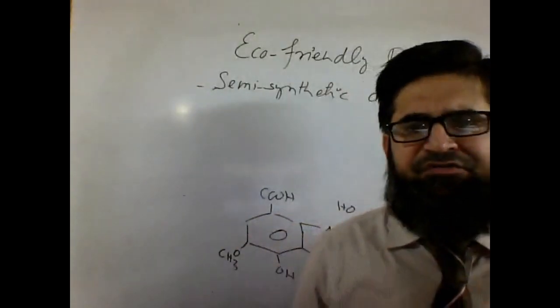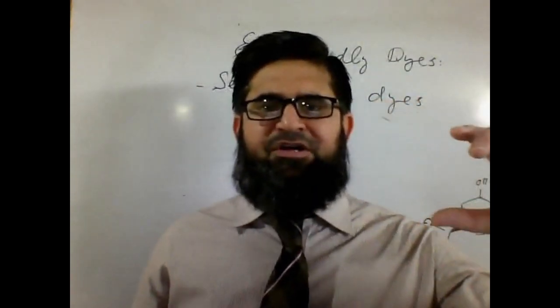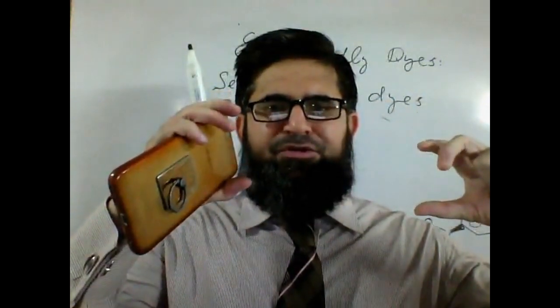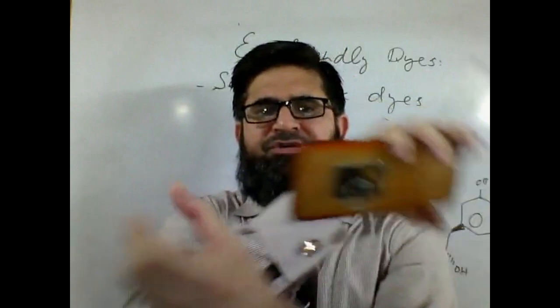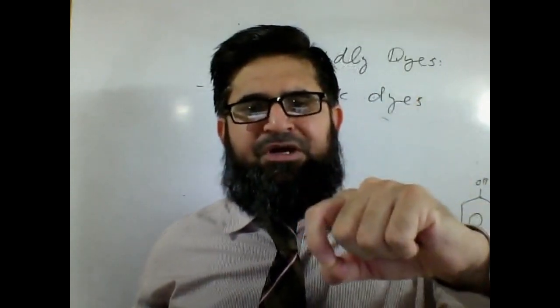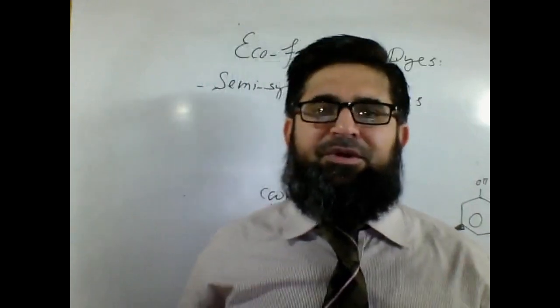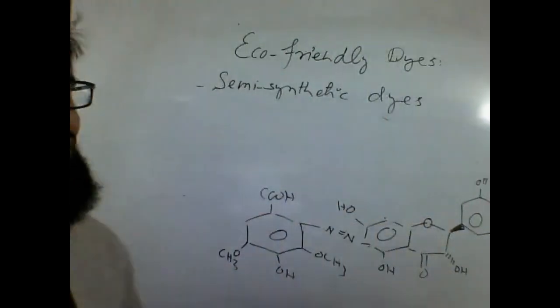But what is the difference? The difference is that this was the coupler and this was the diazonium component in the initial dye. Now they have switched with each other. The coupler has become the diazonium salt and the diazonium salt has become the coupler. However, the dye will have the same sort of structure. Why do we do so?